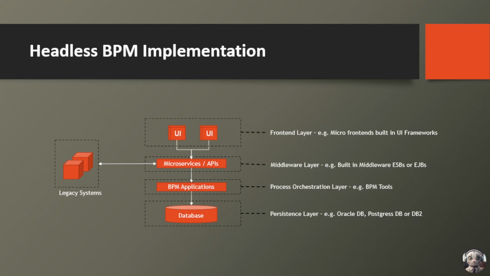The process orchestration, workflow management and decision still reside in the core BPM engine capabilities. And as before, the persistence layer handles data storage and access through databases.